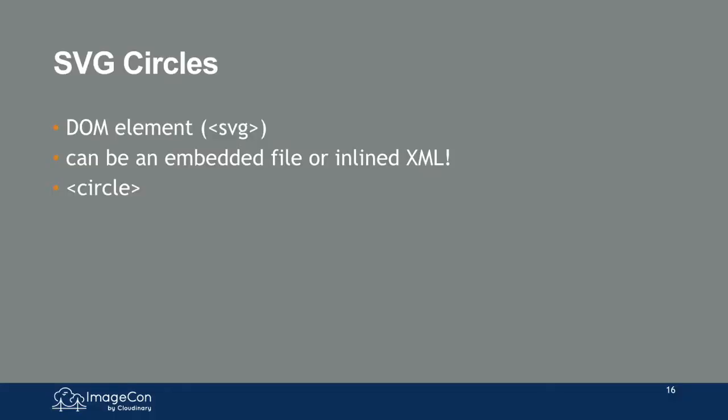The next approach we're going to use to create the same exact circle is SVGs. Now, SVGs can also be embedded in a web page using the image source tag, but in this example, we're going to inline the XML. So we have an SVG parent element, and then a circle child. The circle looks almost exactly the same as our CSS circle, except maybe a little crisper.